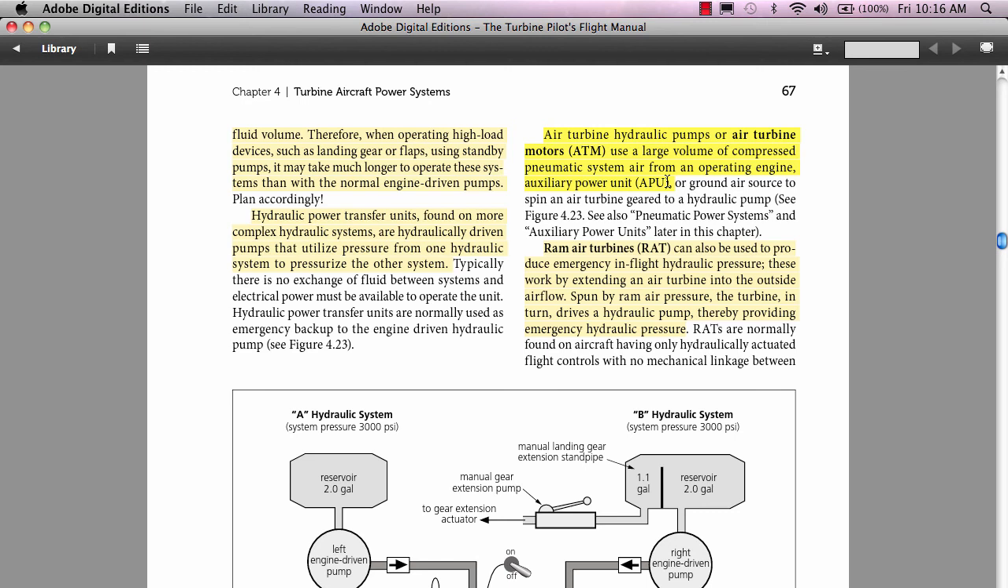hydraulic system. Apparently that 757 had all these features on it, and he had to go and use just the basic RAT and some of the other backups on the backups to get the aircraft down that night. It was quite spectacular. A ram air turbine, talks about it here, can be used to produce emergency in-flight hydraulic pressure. These work by extending an air turbine into the outside airflow. Spun by ram air pressure, the turbine in turn drives a hydraulic pump, thereby providing emergency hydraulic pressure. Okay, enough said about that.